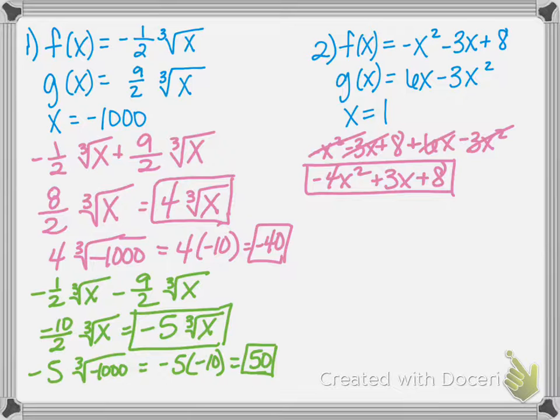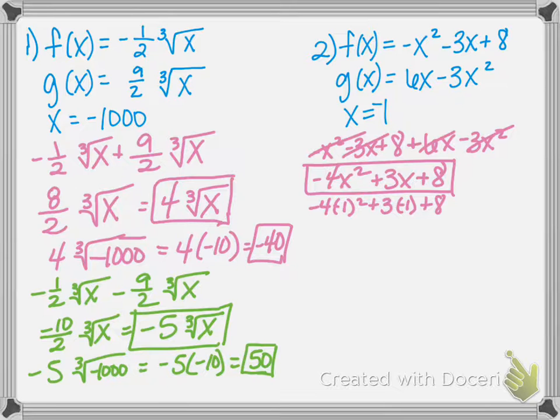So then I need to plug in that 1. Negative 4 times 1 squared plus 3 times 1 plus 8. And really you can just plug in this entire thing into your calculator. Oh, actually it should be negative 1 for number 2. So let me change that. Negative 1, negative 1. Okay.